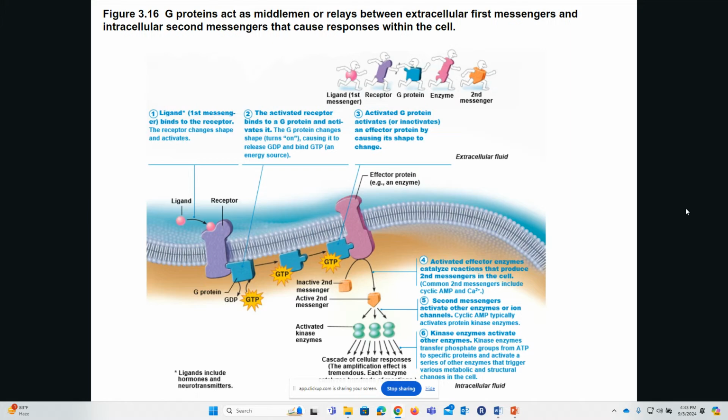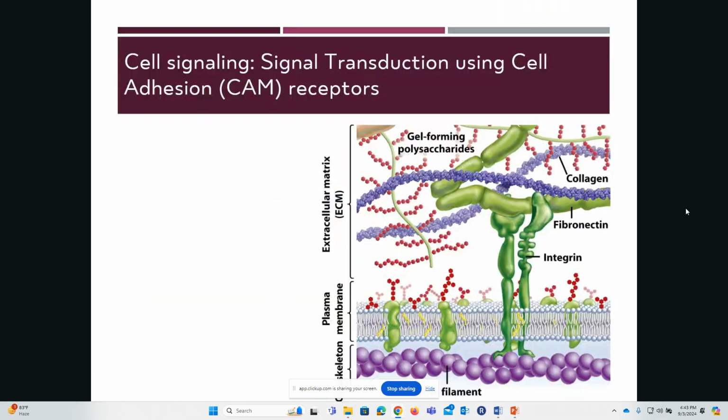Cyclic AMP is able to activate or turn on protein kinase enzymes that can then do things like add or remove phosphates from ATP, or it can turn on or turn off metabolic processes like opening and closing ion channels. So we're able to get this kind of inside processing just because of a chemical binding to the cell membrane.